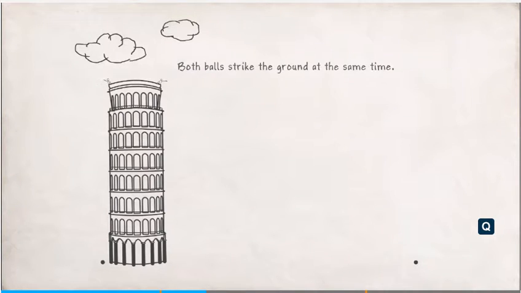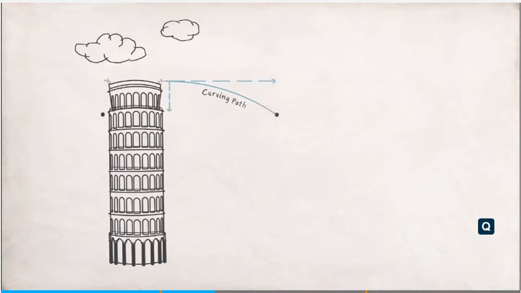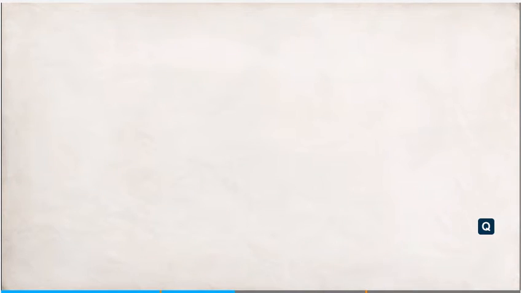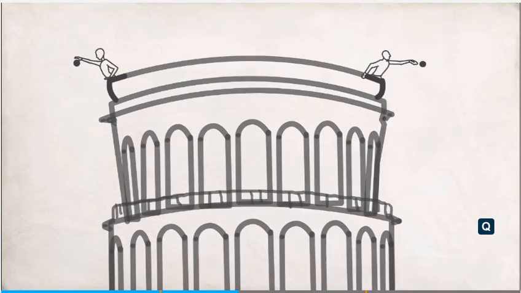The key to understanding this result is realizing that the curving path of the thrown ball, shown now in slow motion, is made up of a horizontal and a vertical component. More important, however, is the fact that these components are independent. That is, the horizontal motion does not affect the vertical motion. Let's compare the vertical motions of the 2 balls. To do so, we'll use motion diagrams of each ball.